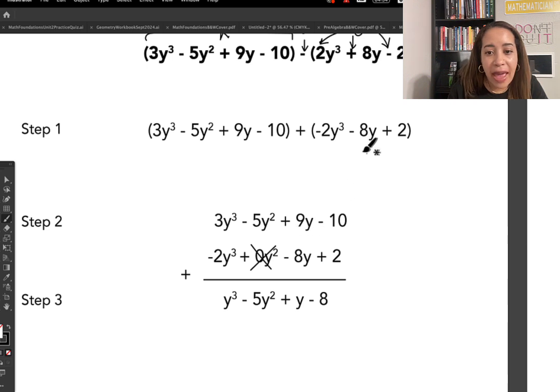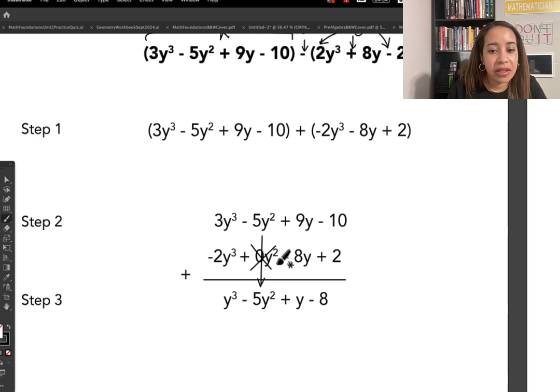Our 9y matched with a negative 8y. Those both have just a regular variable. And then finally, negative 10 matches with a positive 2. Those are both regular integers without variables. So now that we've stacked up the pieces that look alike, we can add just like we practiced earlier. 3 plus a negative 2, we can think of that also as 3 minus 2, and that gives us an invisible 1. Negative 5y squared, remember this is just a placeholder that I wrote. You can think of it also as a blank, so that just comes straight down to our answer.